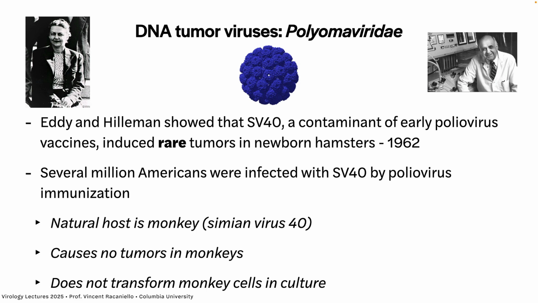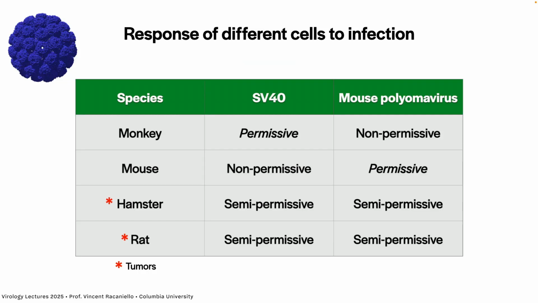But this virus will, so the natural host is the monkey, a non-human primate. It does not cause tumors in monkeys, does not transform monkey cells in culture, but it will cause tumors in, say, newborn hamsters. So again, we have these viruses that are causing tumors in the wrong host, not the natural host. And that's summarized here. These are responsive cells to infection. So we have the species of cells, we have the virus, SV40 and mouse polyomavirus.